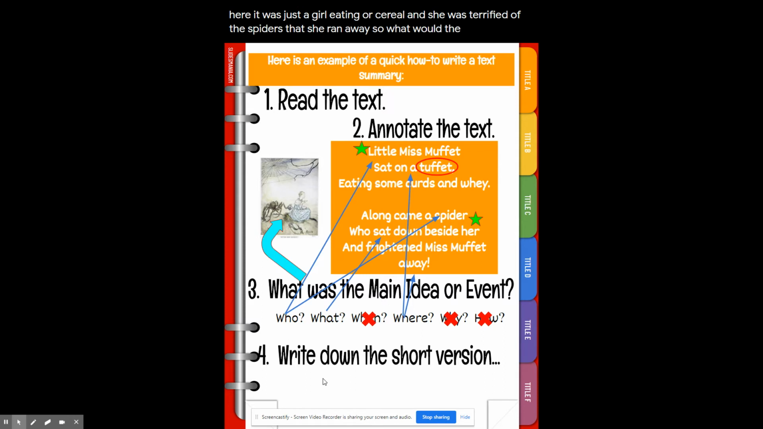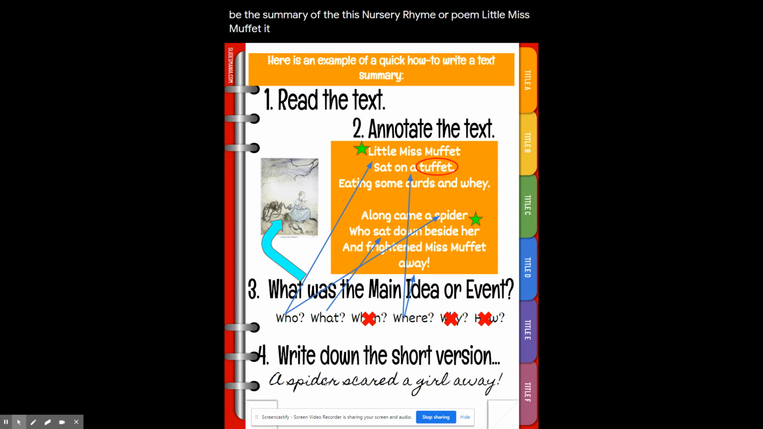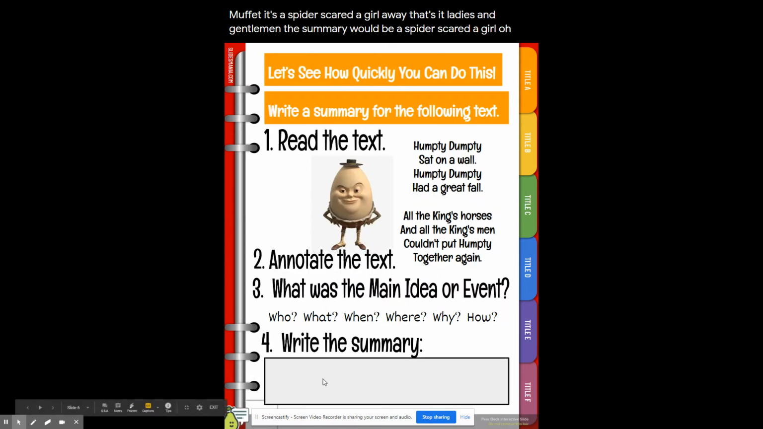So what would the short version be? The summary of this nursery rhyme or poem, Little Miss Muffet: a spider scared a girl away. That's it, ladies and gentlemen. The summary would be a spider scared a girl away.